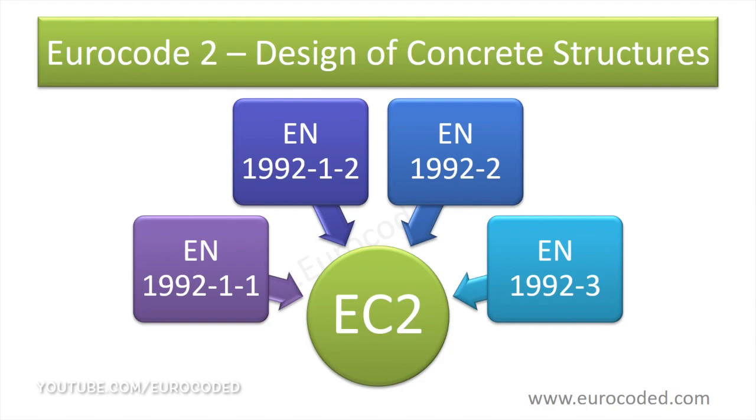The main code is Eurocode 2 Part 1.1. It contains the general clauses. As an example, if you are undertaking a bridge design, then you will need to look at Eurocode 2 Part 2 as well as Eurocode 2 Part 1.1 because the general clauses in Eurocode 2 Part 1.1 are not repeated in Eurocode 2 Part 2.